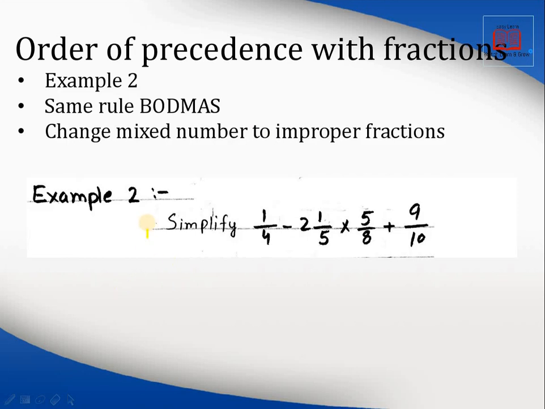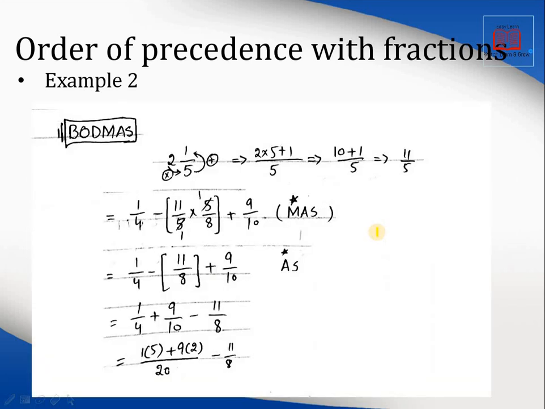Let's take a look at another example, example number 2. Simplify 1 by 4 minus, this is a mixed number, 2 and 5 by 8, plus 9 by 10. This is a little bit complex case. First of all, you have to change the mixed numbers to improper fractions and then apply the same BODMAS rule. The rule is the same again, BODMAS. The simplified rule to convert mixed numbers into improper fractions is 2 multiplied by 5, which is 10, and then 10 is added to the 1. So it becomes 2 into 5 plus 1, that is 10 plus 1, and that is 11 by 5.